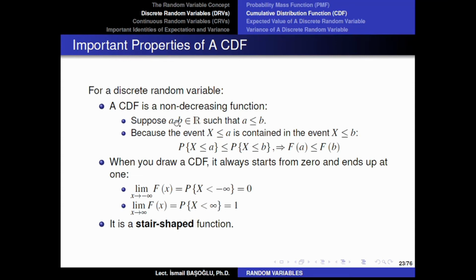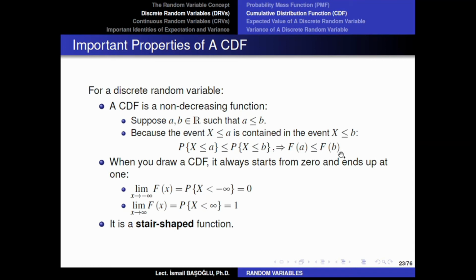Now imagine this. We have two arbitrary values A and B such that A is less than or equal to B. The event of X being less than or equal to A is contained in the event of X being less than or equal to B. Because of that, this event is a subset of this event if A is less than or equal to B. By the axioms of probability, the subset of an event should have a smaller probability than the probability of that event. Because of that, F(A) will be less than or equal to F(B), which indicates that a cumulative distribution function can never decrease.